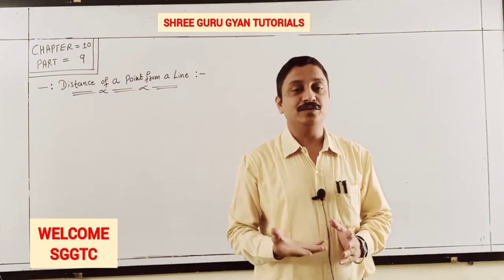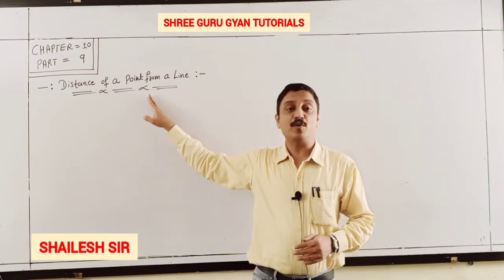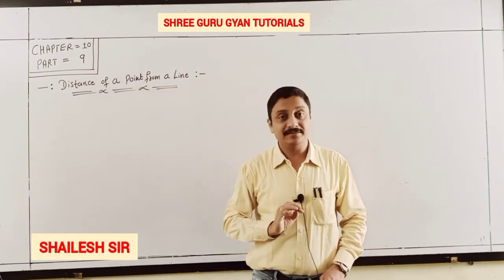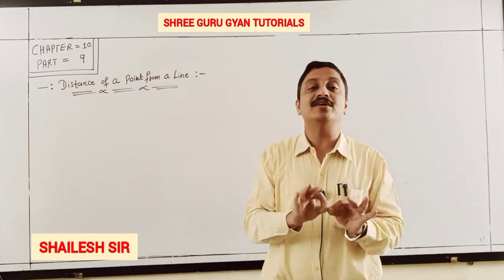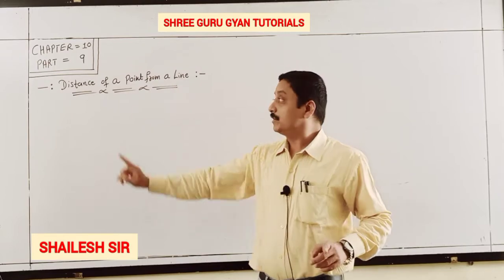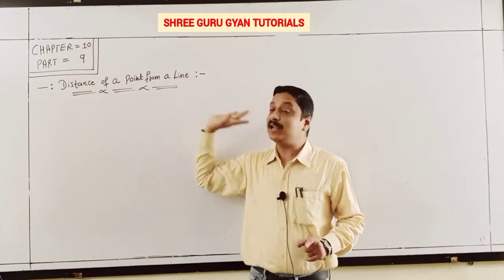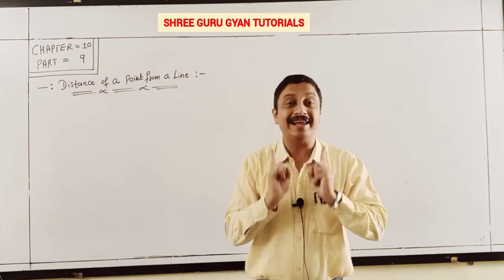Students, today I continue our chapter 10 with new points: distance of a point from a line. In the last part we studied a total of 6 parts of variations of a straight line ax plus by plus c. But today I am going to cover the distance of a point from a line, and second, the distance between two parallel lines.